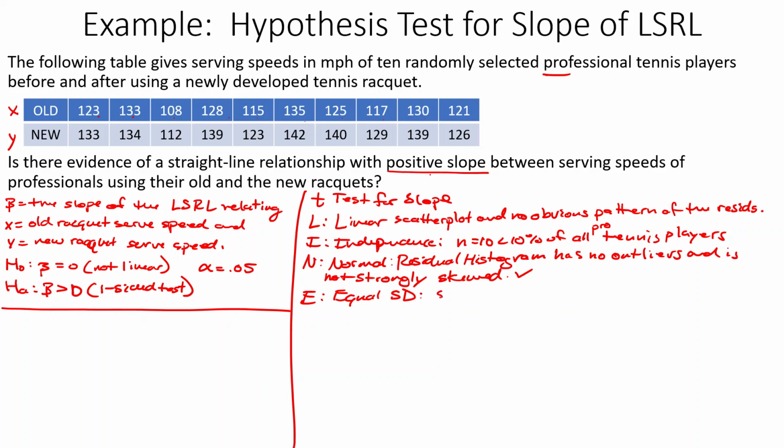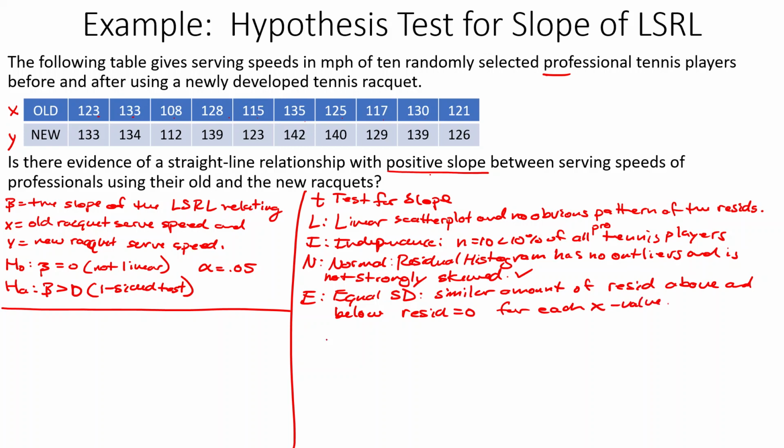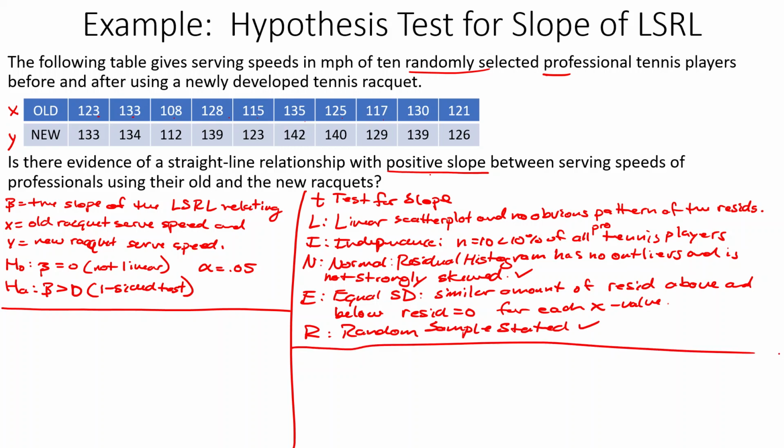E, the equal standard deviation. We had a similar amount of residuals above and below resid equals 0 for each x value. And R, we're going to assume that it was randomly selected. Random sample stated. Done. All right, so there are our conditions all checked out.